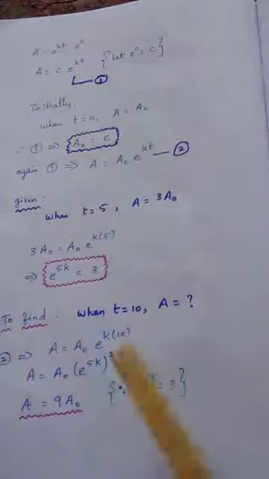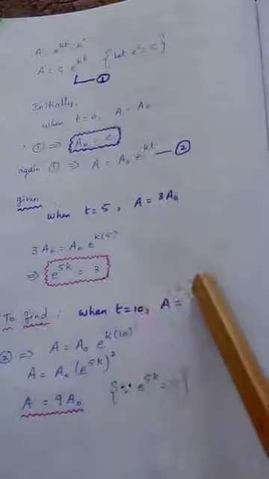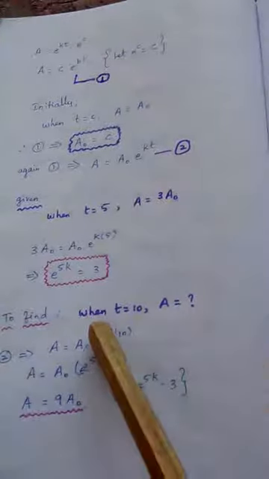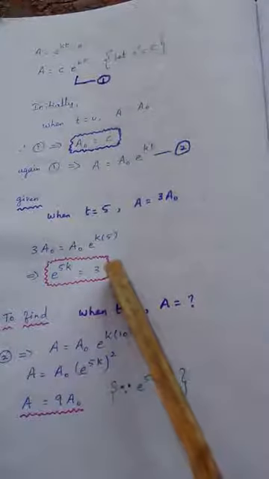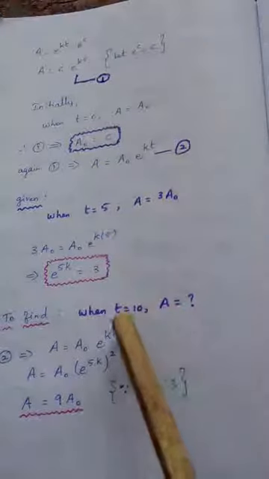Now, what we have to find? After 10 hours, what is the number of bacteria? So, this is what we need to find. Now, we got the e power 5k value in our hands, and we have the second equation which gives the number of bacteria. So, we need to find A when t is equal to 10.